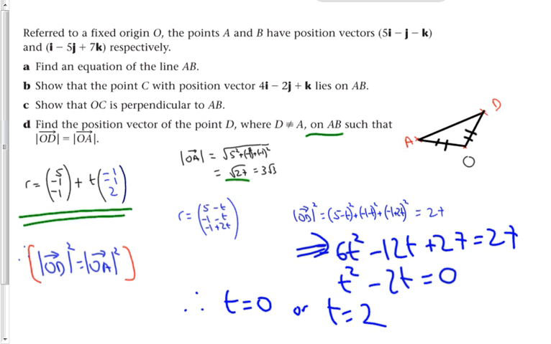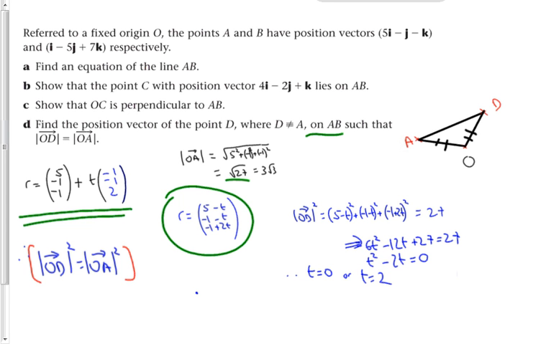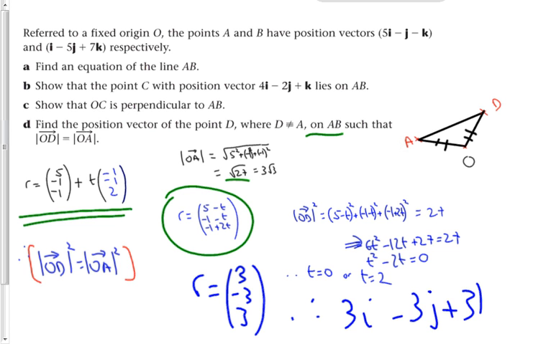And when I substitute t is equal to 2, I get the position vector of D. If I substitute t is equal to 2 into here, you'll find that r is equal to 3, -3, 3. And therefore, the position vector of D, if you want to put it in ijk notation, is 3i minus 3j plus 3k. And that is our final answer.